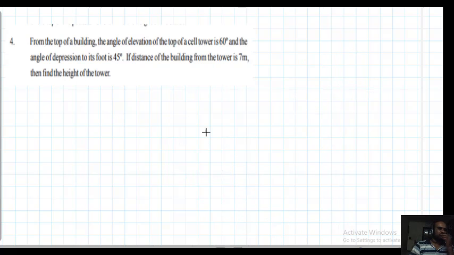Okay students, next, fourth problem. From the top of a building, the angle of elevation of the top of the cell tower is 60 degrees and the angle of depression of its foot is 45 degrees. If the distance of the building from the tower is 7 meters, then find the height of the tower. So first of all, see students, this is the ground, this is the cell tower, and this is the building. The person is here now. The angle of elevation of the top of the cell tower is 60 degrees.